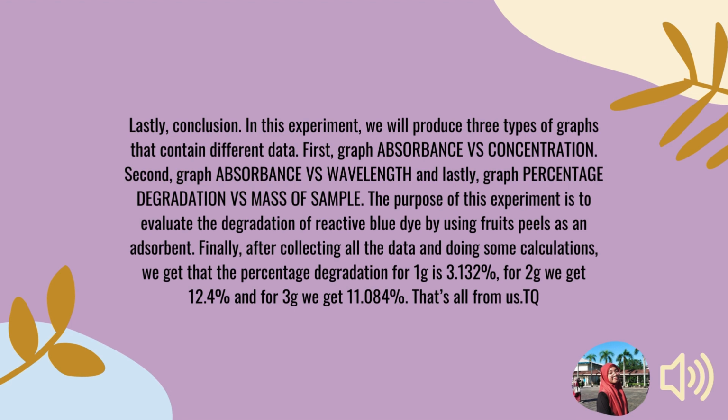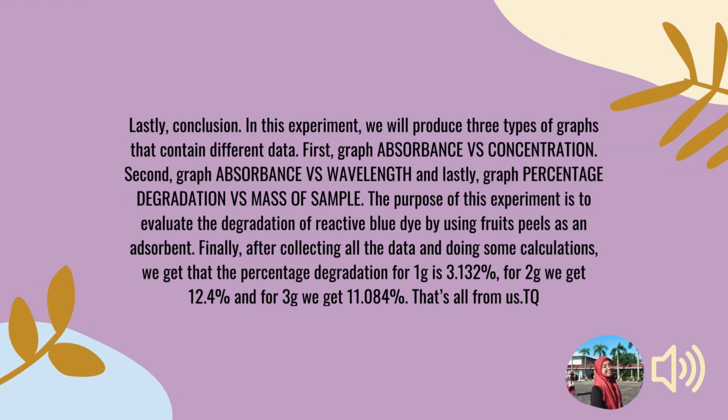Lastly, conclusion. In this experiment, we produce 3 types of graphs that contain different data. First, graph absorbance versus concentration. Second, graph absorbance versus wavelength. And lastly, graph percentage degradation versus mass of sample.